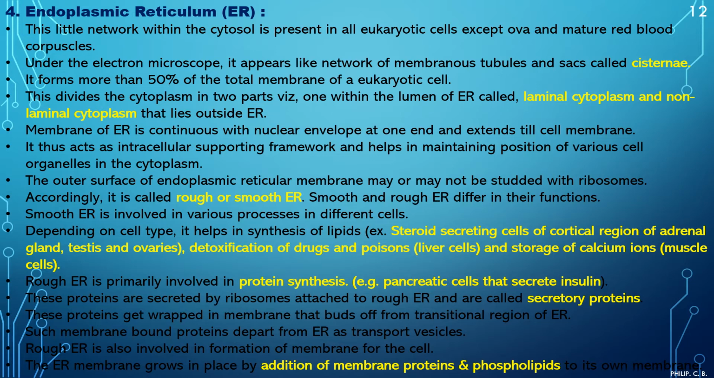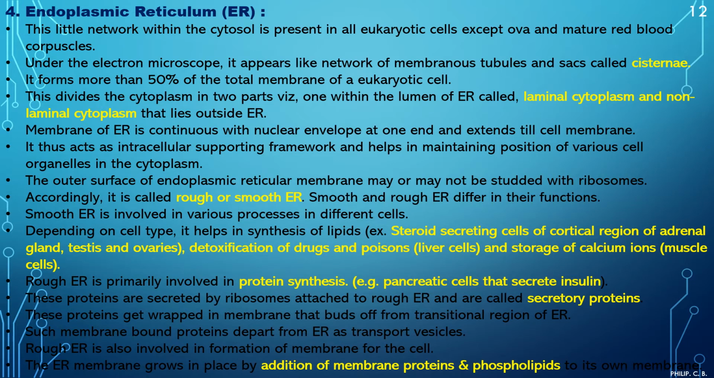It forms more than 50% of the total membrane of a eukaryotic cell, so it forms a major part. This divides the cytoplasm into two parts, one with the lumen of the endoplasmic reticulum, that is luminal cytoplasm, and the other non-luminal cytoplasm, that lies outside the endoplasmic reticulum. The membrane of the endoplasmic reticulum is continuous with the nuclear envelope at one end and extends up to the cell membrane.